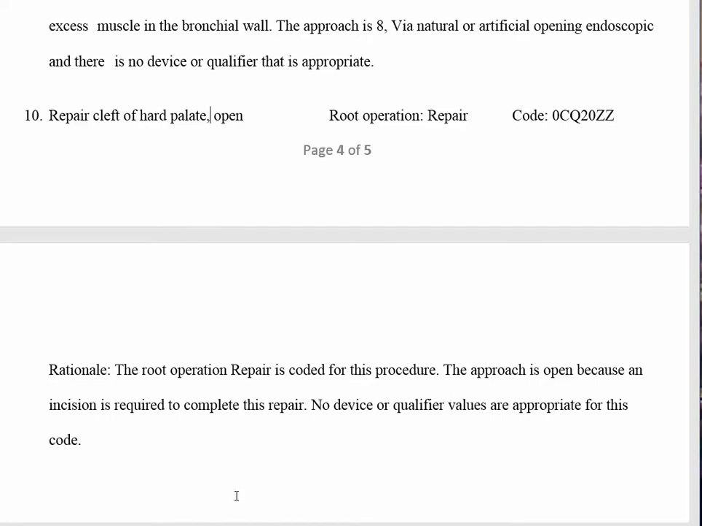Repair is defined as restoring, to the extent possible, a body part to its normal anatomical structure and function. So this patient has a cleft hard palate. They're restoring it back via an open approach. The root operation is repair. We know the anatomical location. 0CQ20ZZ is the final code assigned.